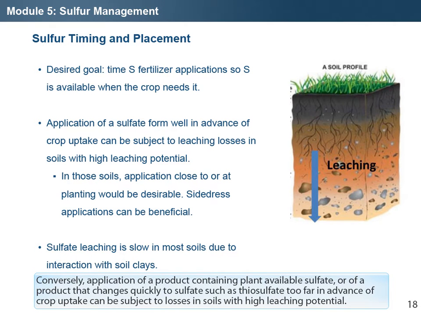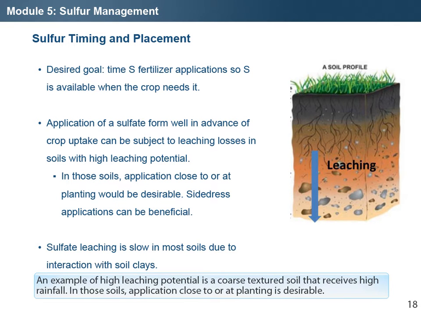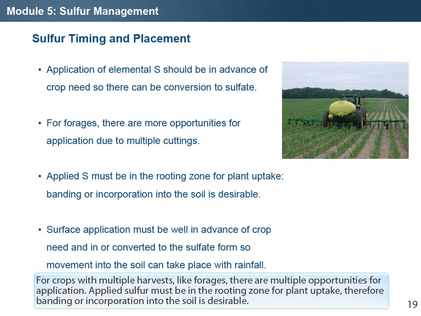Conversely, application of a product containing plant-available sulfate, or of a product that changes quickly to sulfate, such as thiosulfate, too far in advance of crop uptake can be subject to losses in soils with high leaching potential. An example of high leaching potential is a coarse-textured soil that receives high rainfall. In those soils, application close to or at planting is desirable. Side dress applications can be beneficial for correcting deficiencies, but the source should be in a readily plant-available form, such as sulfate or thiosulfate, and it should be applied before large plant uptake. For crops with multiple harvests, like forages, there are multiple opportunities for application.